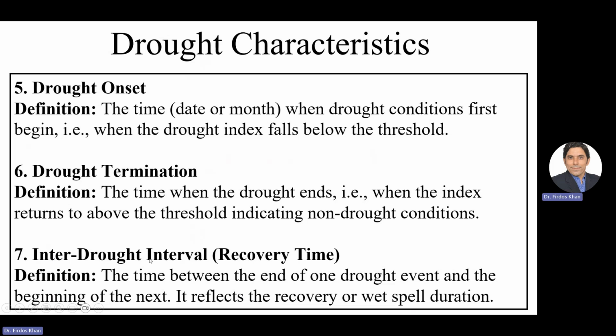Inter-drought interval or recovery time: the time between the end of one drought event and the beginning of the next. It reflects the recovery or wet spell duration. So that is the inter-drought interval. Inter-drought interval means between, okay? The end of one drought event and the beginning of the next is called the inter-drought interval.